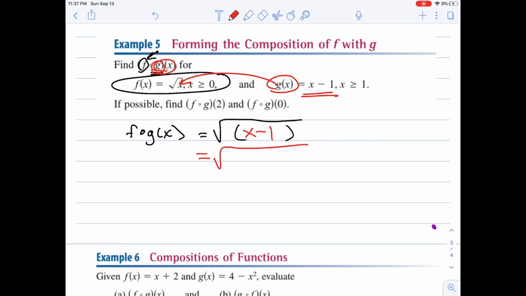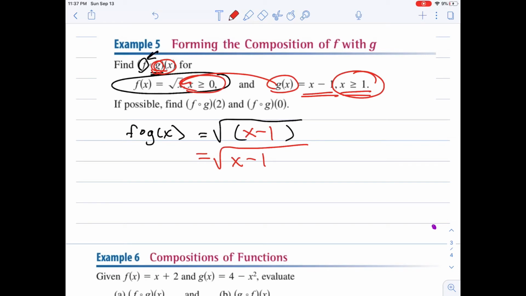And basically, that's it. We've got the root of x minus 1. Now, keep in mind, this did have a domain on it, where it said x had to be greater than or equal to 1. And this also had a greater than or equal to 0 for that function.